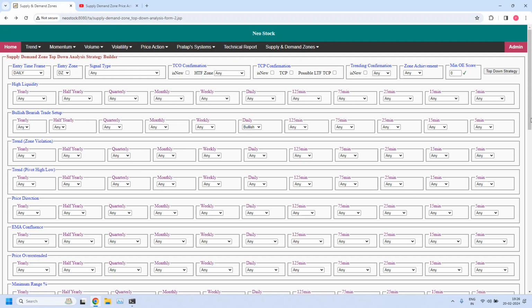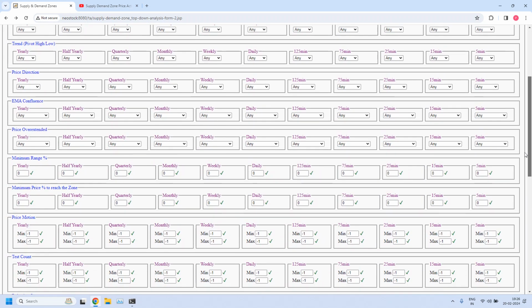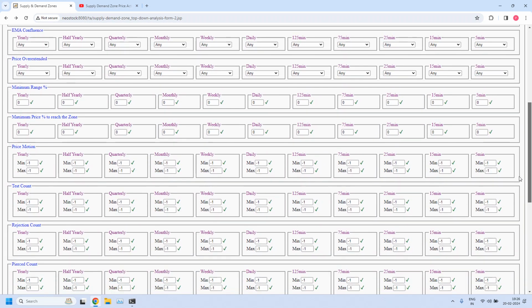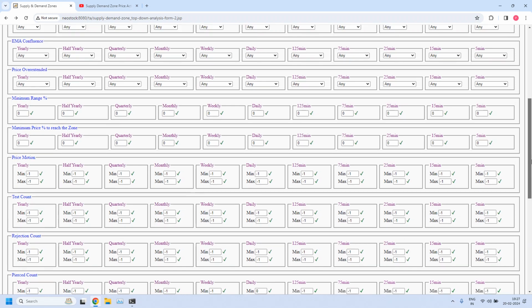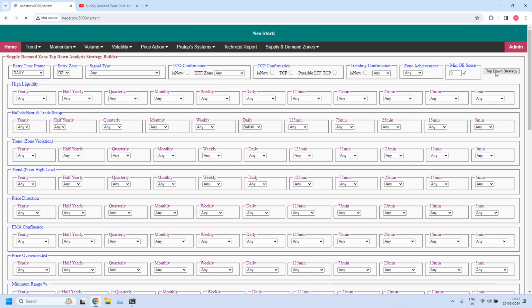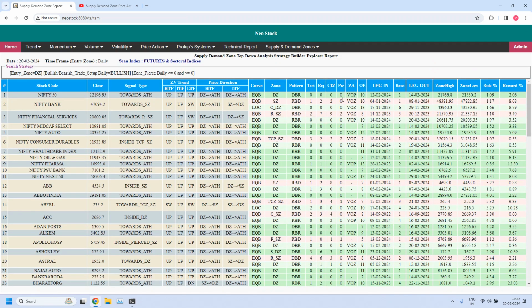That's why in the strategy builder, we have a parameter called pierced count. Look into the last parameter in this page, the pierced count. In daily time frame, I am setting the value 0. Because we already selected entry zone as a demand zone, all the demand zones having pierced count 0 only will be displayed in our report. Now let us generate the report. See, now none of the demand zones will be having pierced count more than 0. All are having zeros.